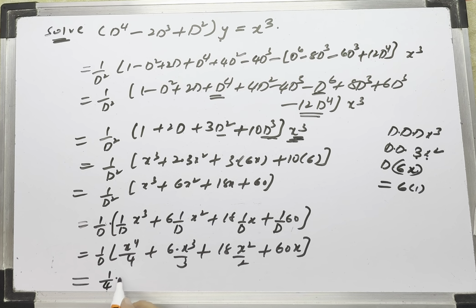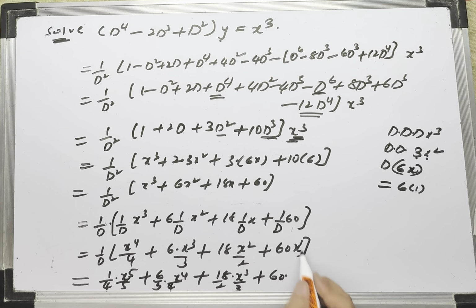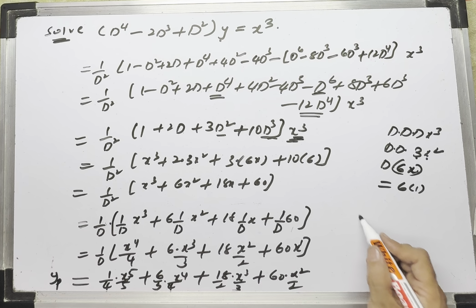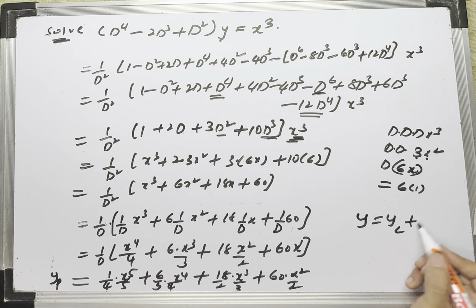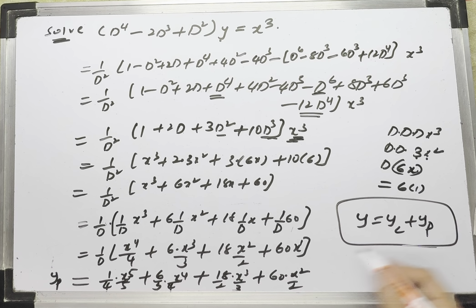1 by 4, x power 5 by 5. Integrating this is 6 by 3 into x power 4 by 4, 18 by 2 into x power 3 by 3, and 60 into x power 1 is x power 2 by 2. This is the value for yp. Simplify and you can conclude y equals yc plus yp at the end.